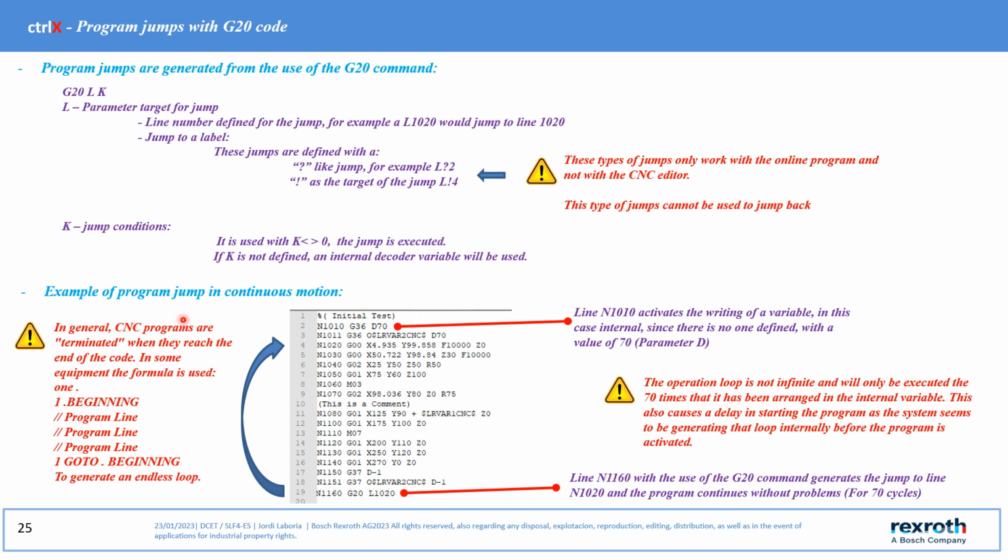However, it must be taken into account that it will only be functional for 70 cycles, established by the G36 code of the N1010 line. This allows the execution line N1160 with G20 and jump to line N1020 to execute a total of 70 cycles.